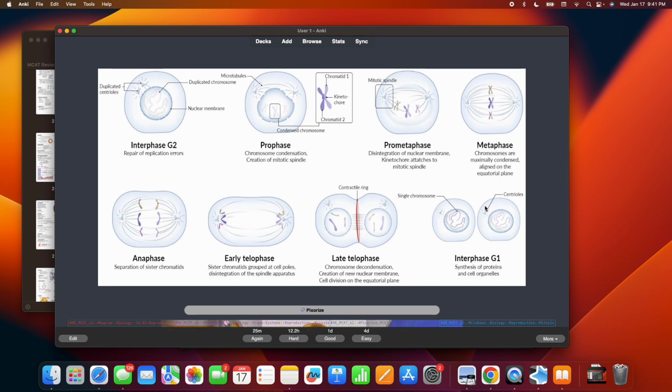In interphase G1, we have synthesis of proteins and cell organelles. PMAT, let's go. So anaphase is the separation of sister chromatids. Early telophase, sister chromatids are grouped at the cell poles, with disintegration of the spindle apparatus. Late telophase, chromosome decondensation.